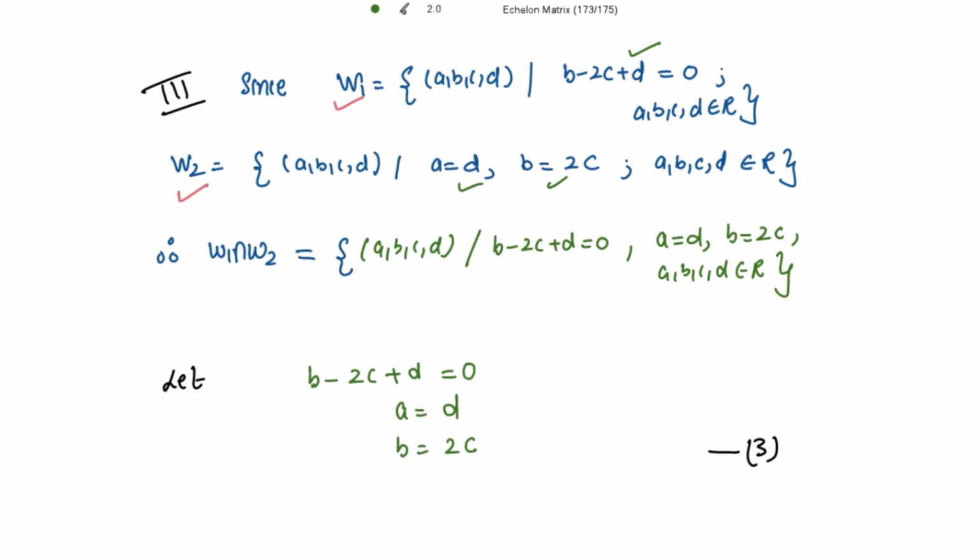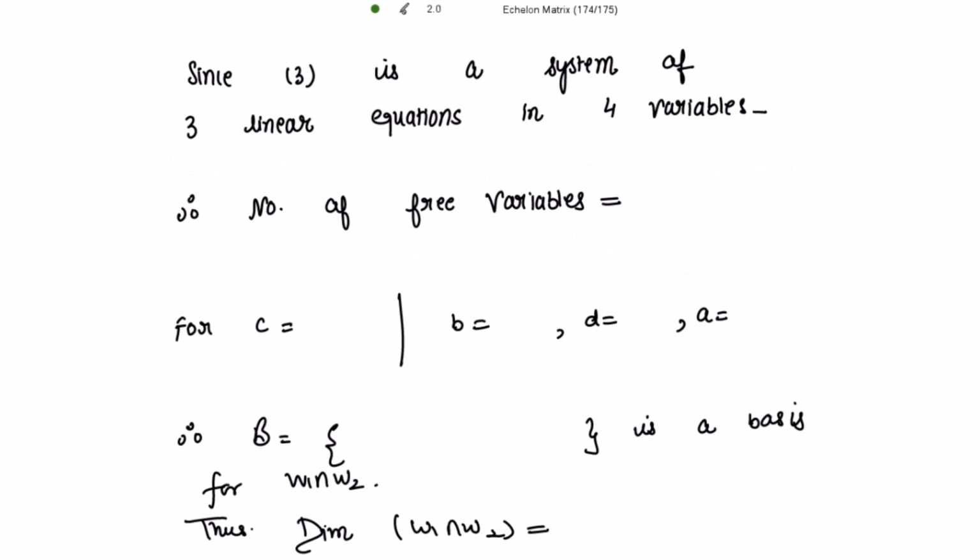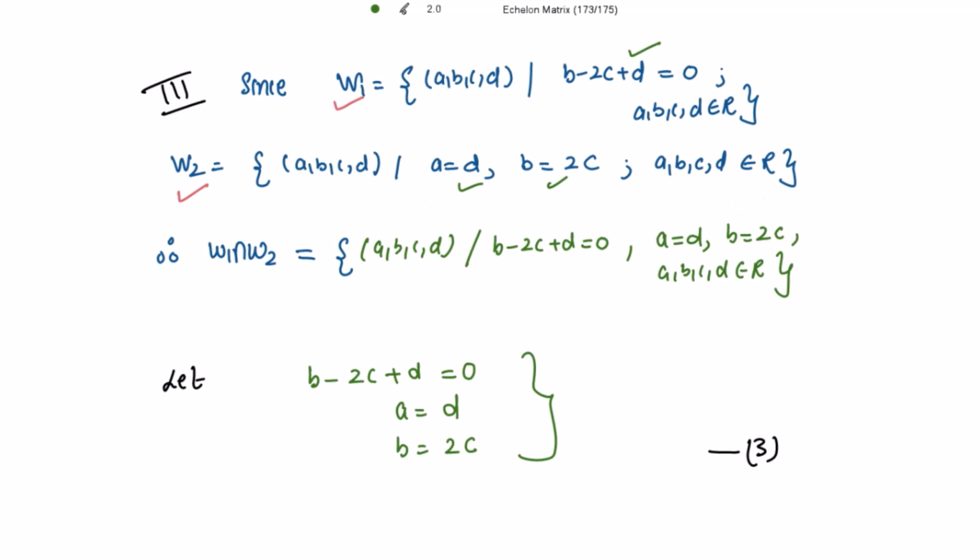Since this is a system of 3 linear equations in 4 variables, the number of free variables is equal to the number of variables minus the number of linear equations, that is 4 minus 3, so that is equal to 1. So we need to choose only one free variable from these three equations. And always choose as the free variable the one whose coefficient is not equal to 1. So I am choosing C. Now we need to give a value to C so that we can find the values of A, B and D. Whenever you have one free variable, just give the value 1.